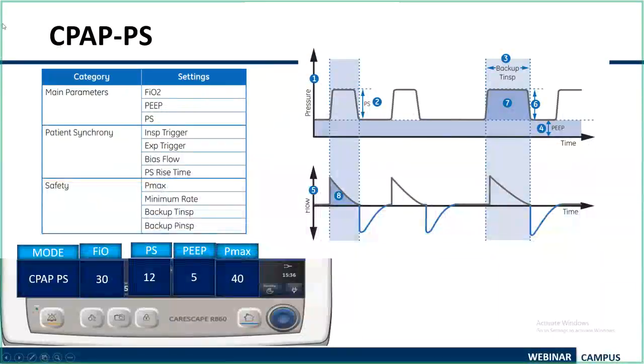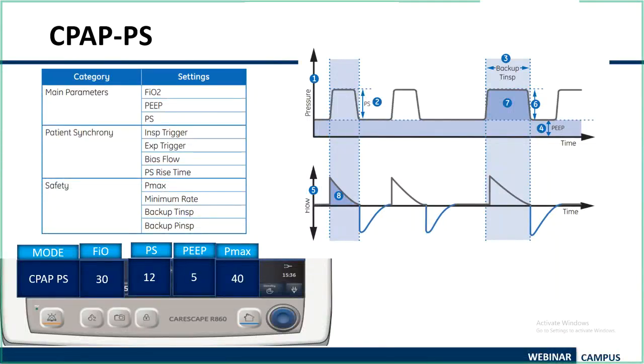So in CPAP with pressure support, what are the knobs you are going to adjust? The first thing, you have to adjust the mode. We keep it as CPAP with pressure support. The FiO2 has to be adjusted. Then the pressure support, I've already told you, this is the support from the PEEP, how much support we are delivering.